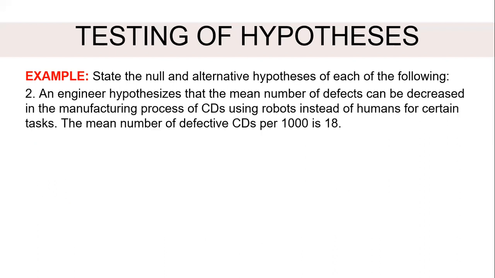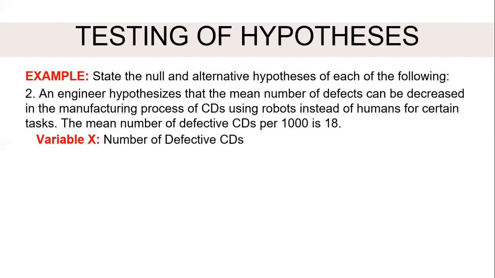Number 2, an engineer hypothesizes that the mean number of defects can be decreased in the manufacturing process of CDs using robots instead of humans for certain tasks. The mean number of defective CDs per 1,000 is 18. So still, we have here another point estimate, because the example is claiming that the mean number of defective CDs out of 1,000 is 18.